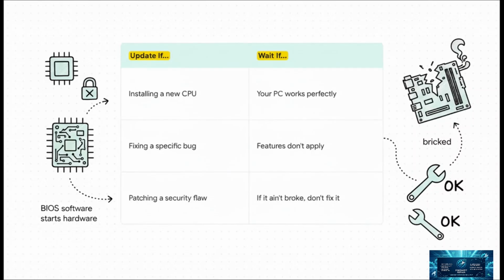Now, this one comes with a big flashing warning sign. The BIOS is the most fundamental software on your computer. It's what boots your hardware. As you can see, the decision tree is simple. You only update it if you have a very specific reason, like you're adding a new CPU that needs support, or it patches a security flaw you're worried about. A power outage during a BIOS update can literally brick your motherboard, so the old saying, if it ain't broke, don't fix it, could not be more true here.